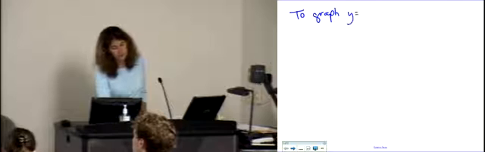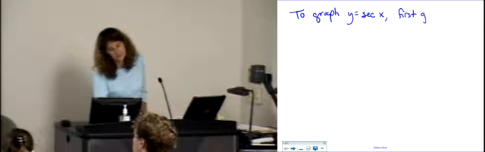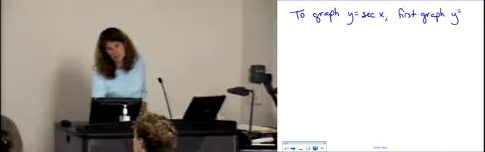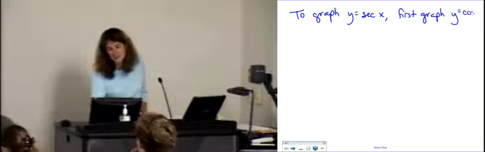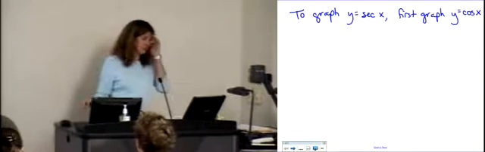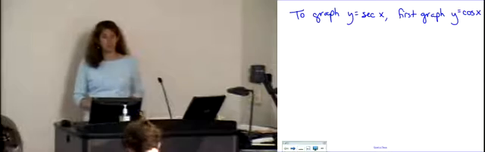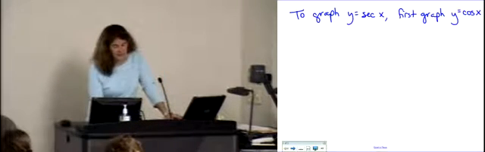Some key things you want to remember here. To graph y equals secant x, first graph the cosine. Graph the reciprocal function, okay? You're on the right track there. Make sure it's the reciprocal function there. So first graph that one.